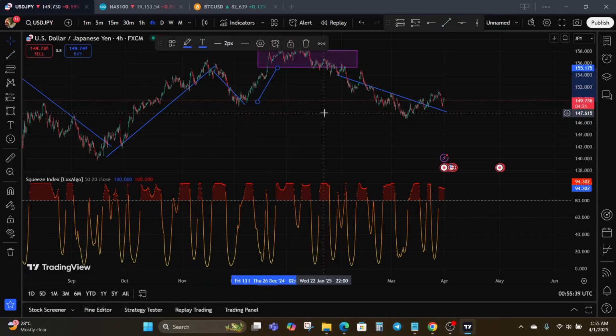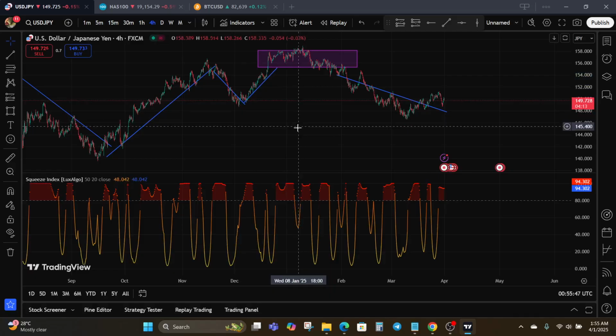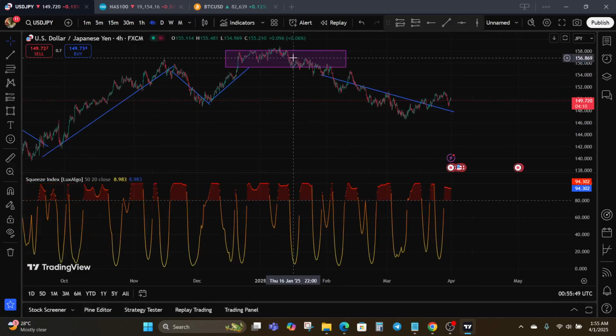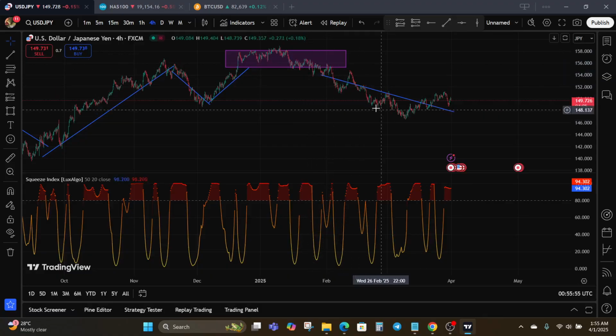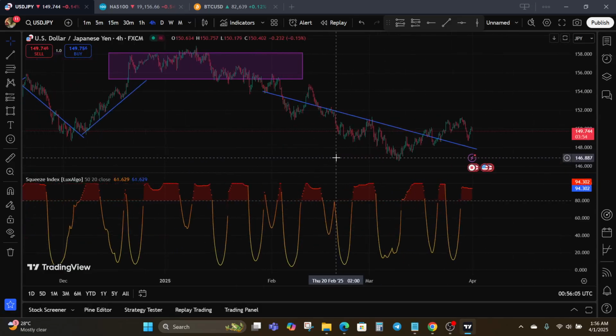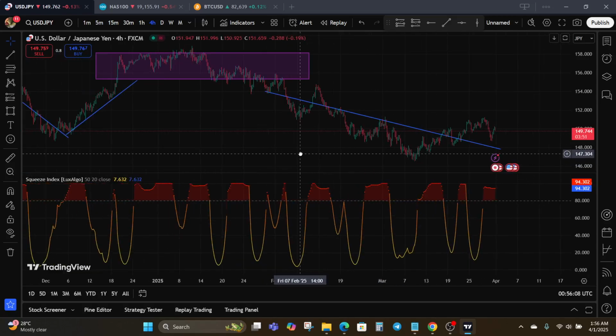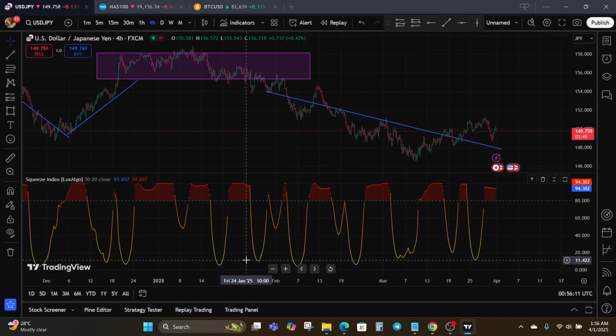Okay. Now, when price is squeezing, it means that momentum is building up. Okay. And once it releases, we often see a strong trend in one direction. So now that we know what the indicator does, how do we use it to time breakouts? The first is to look for low volatility zones. All right. When the squeeze index is low, it signals that price is winding up.